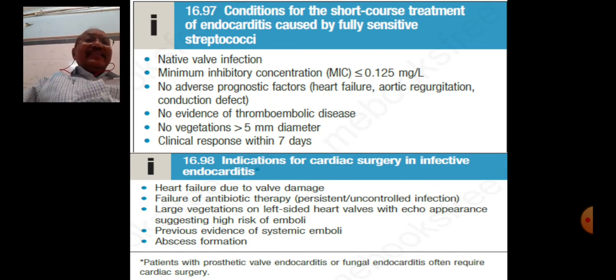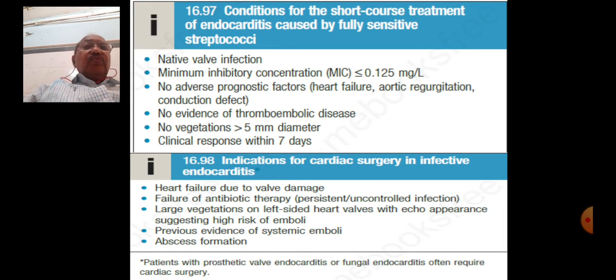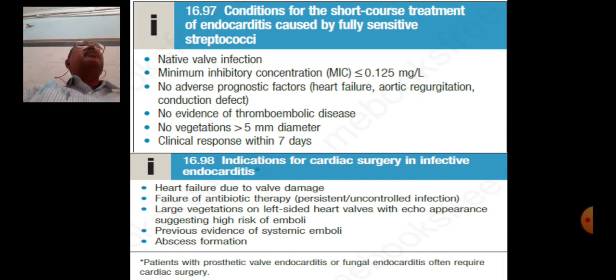Now, what are the indications for cardiac surgery in infective endocarditis? If there is persistent heart failure in spite of medical treatment due to valve damage, failure of antibiotic therapy, that is the persistent uncontrolled infection, large vegetations on left-sided heart valves with echo appearance suggestive of high risk for emboli, previous evidence of systemic emboli, and of course the formation of abscess.